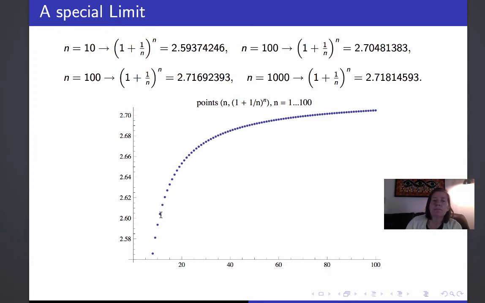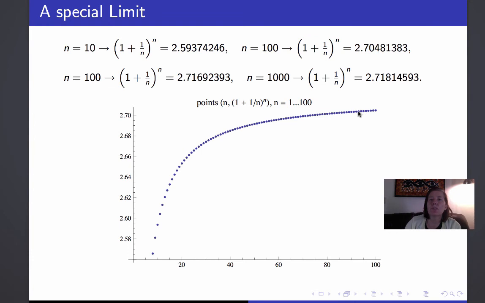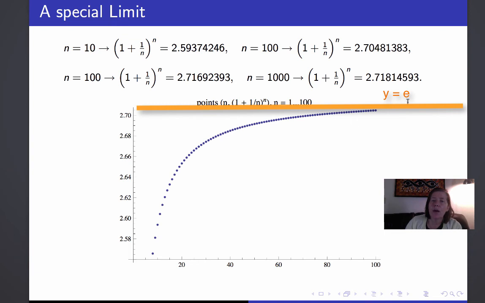2.59 roughly. We also have a dot for n equals 100, and we have the value of (1 plus 1 over n) to the n is 2.7048, and we see as n increases, this (1 plus 1 over n) to the n doesn't go beyond the horizontal line y equals e. In fact, this graph of dots, one for each integer n, looks more and more like that horizontal line as we move to the right.